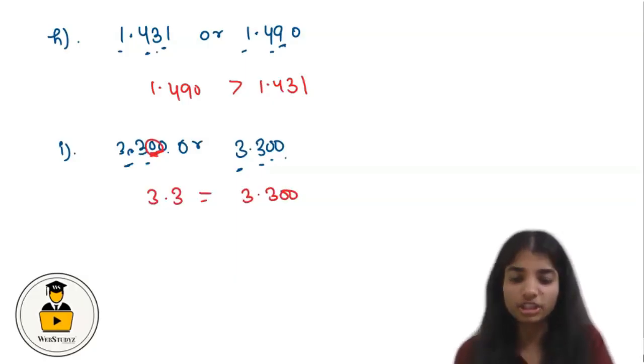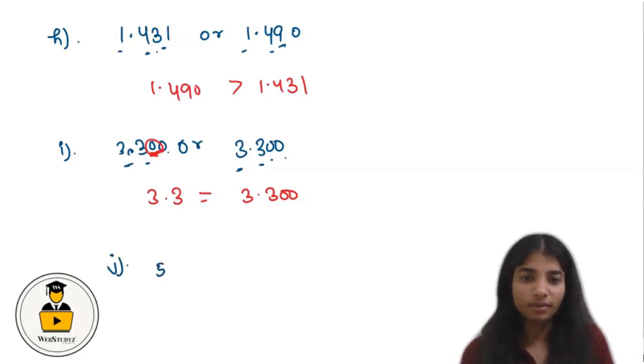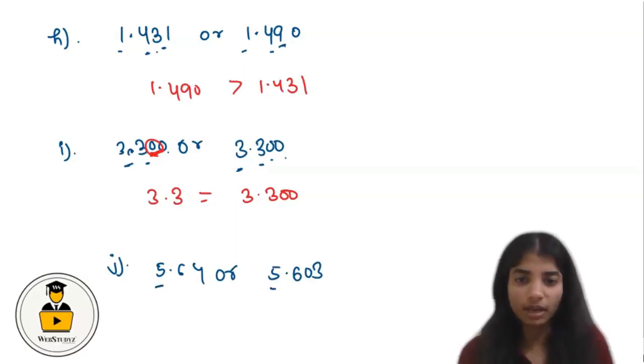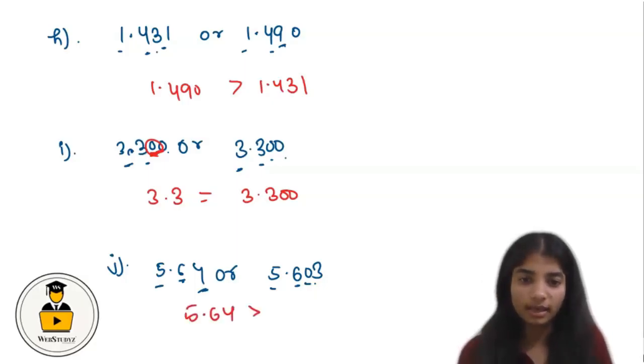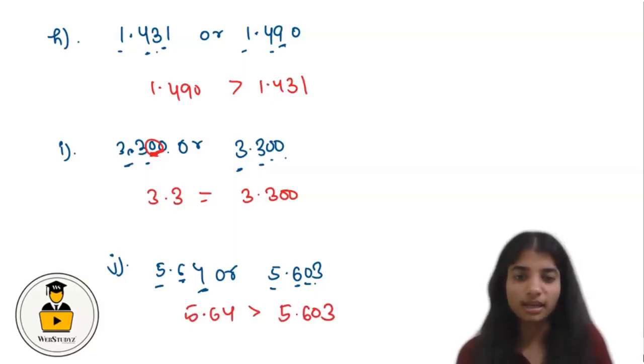Now let's move to part J. Part J is 5.64 or 5.603. So here, look here. Here we have 5 and it is also 5. Both are equal. Now after the decimal we have 6. Here is also 6. Both are equal. Now after that we have 4. But here we have 3. We know that 4 is greater than 3. So from here we conclude that 5.64 is greater than 5.603. So this is the answer to part J and the answer to the given question.